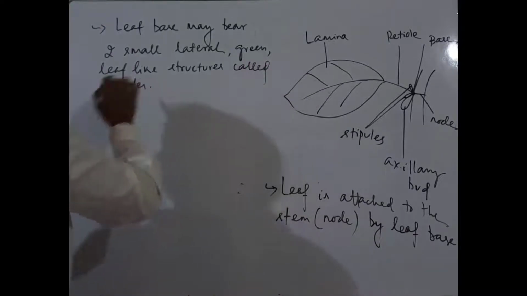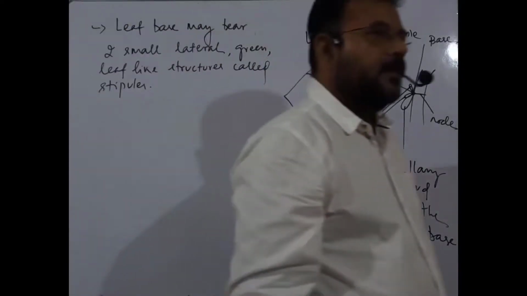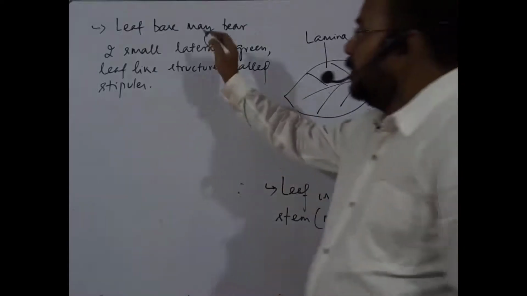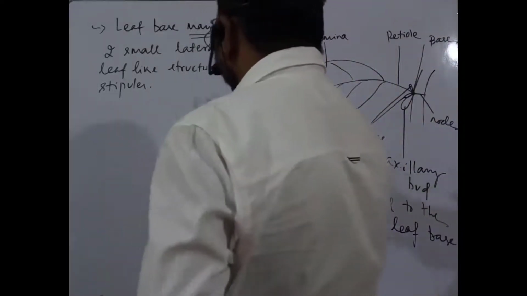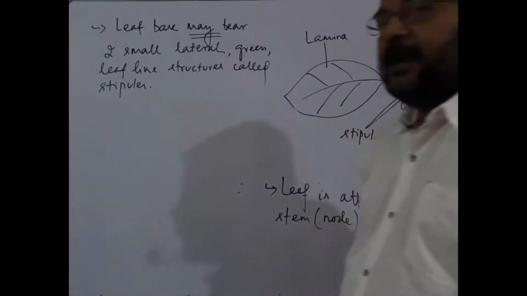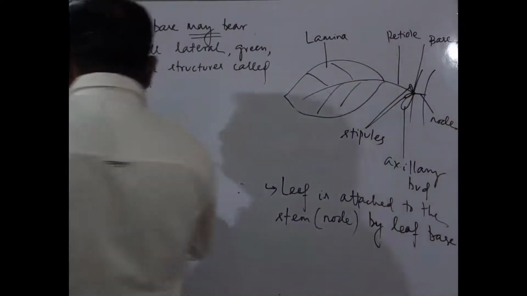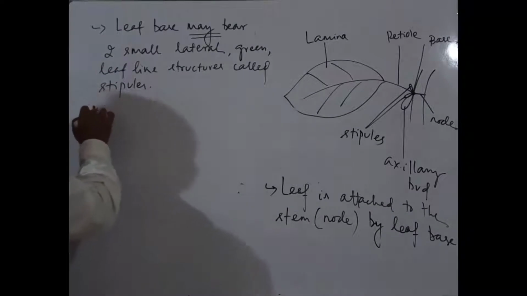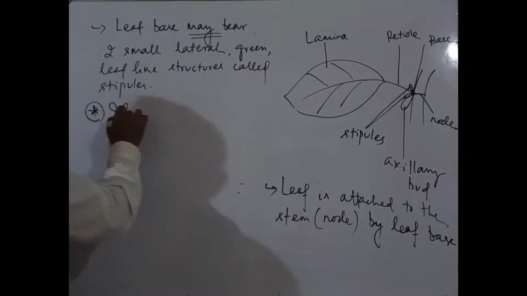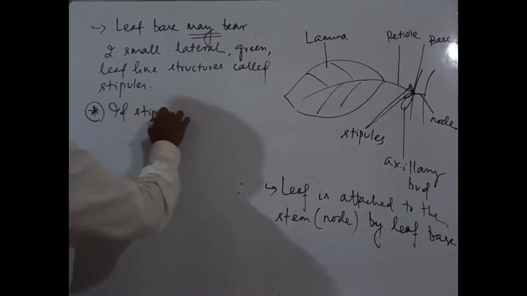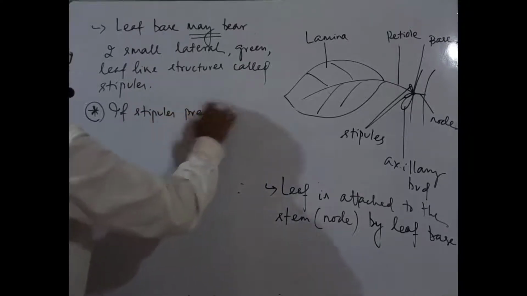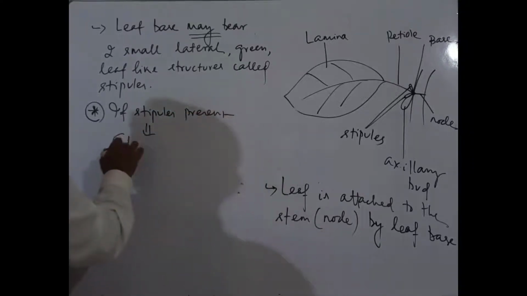Called stipules. इसका नाम stipules है, लेकिन यहां पर वर्ड है may bear. इसका मतलब है ये हमेशा प्रेजेंट नहीं होता है. कुछ लीफ में प्रेजेंट है, कुछ लीफ में प्रेजेंट नहीं है. अगर stipule प्रेजेंट है, if stipules present, then that leaf is known as stipulate leaves.